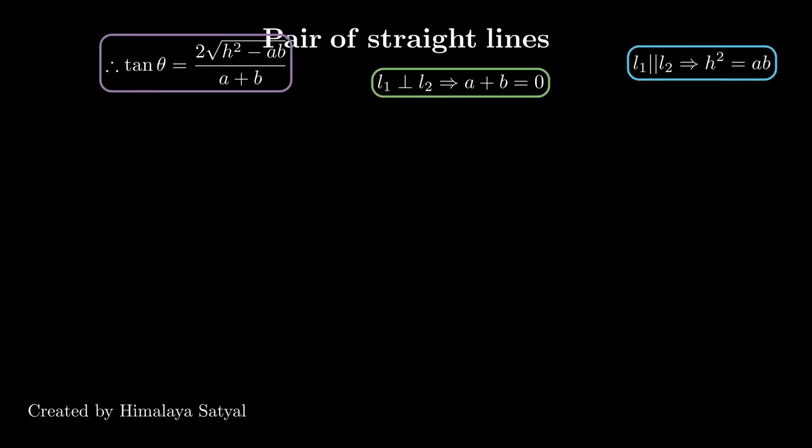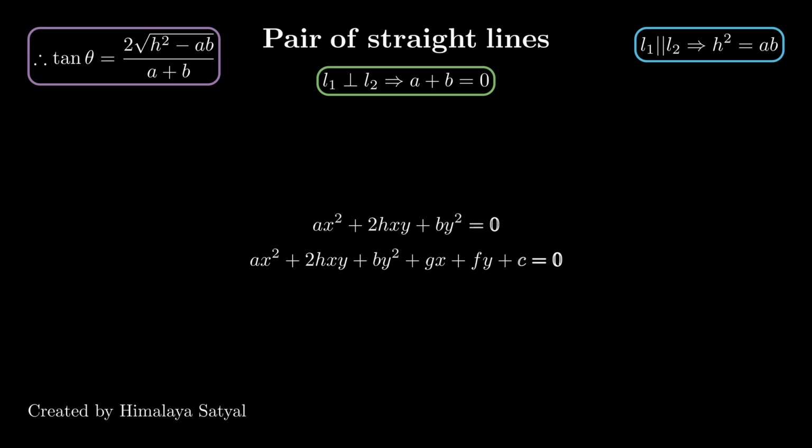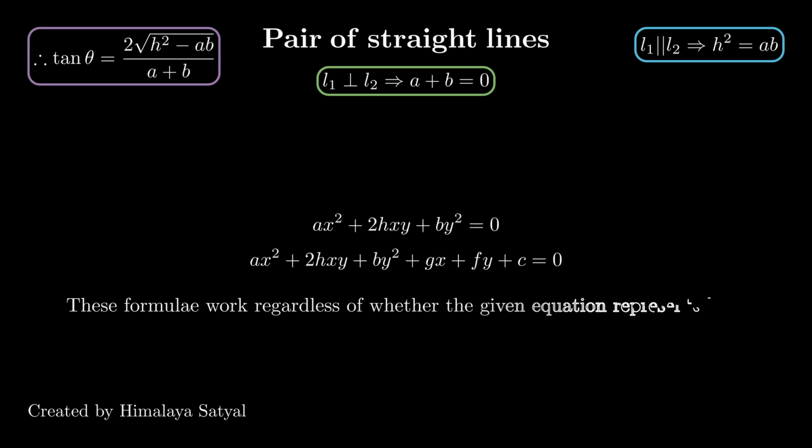So these are the only three formulae you need for this section. They work regardless of whether the given equation represents lines passing through the origin or not. So one to find the angle, the other to describe the perpendicularity case, and the last to describe the case where the two lines are parallel. Let's move on to some example problems.